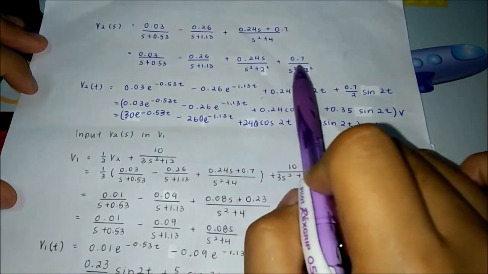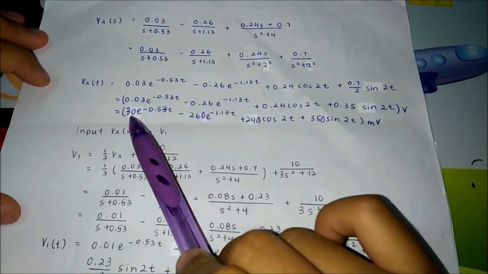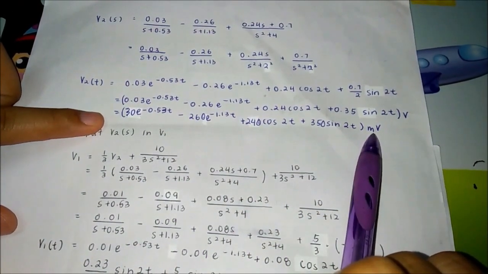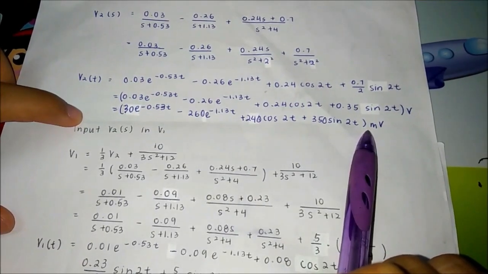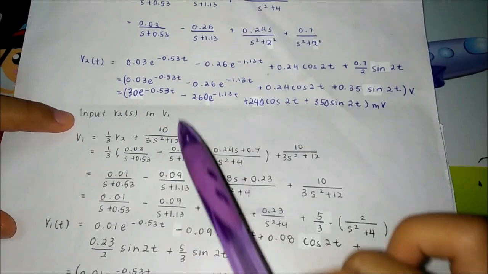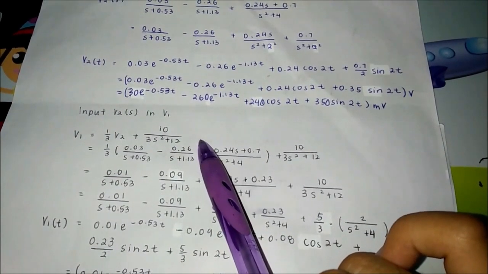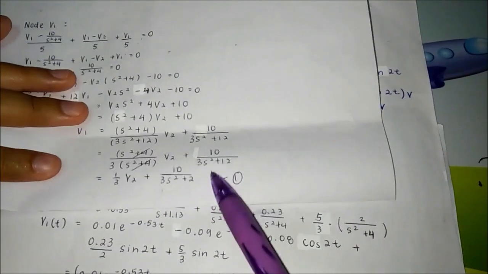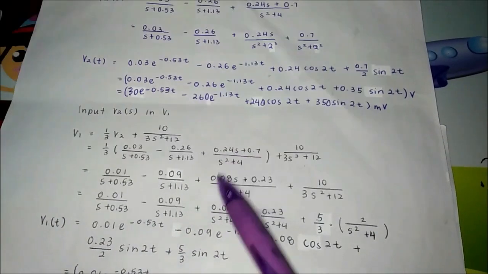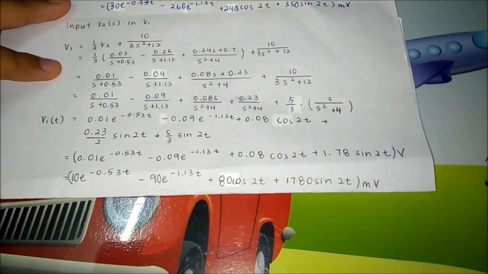And then from here, we change it back into the time domain. So we've got V2 equal to this millivolt. How we get V1 is, we just input our V2 into our first equation. For V1 here, we input this V2 in this first equation for V1. So we've got this millivolt.